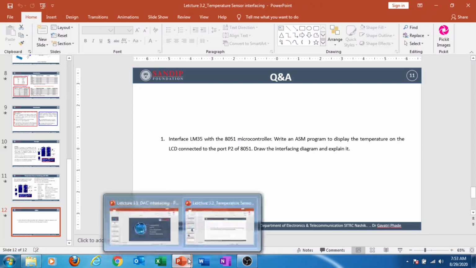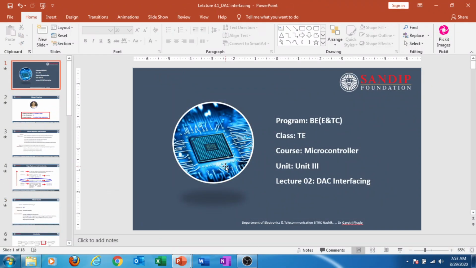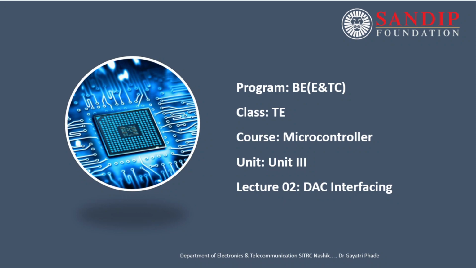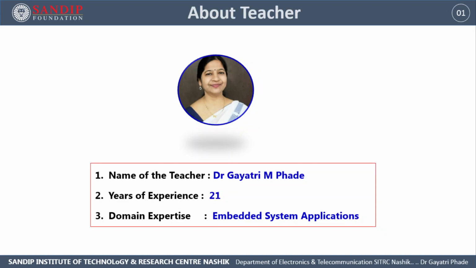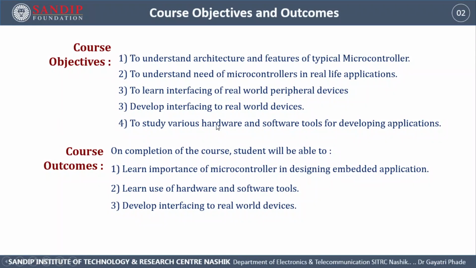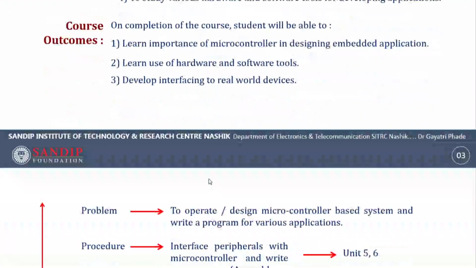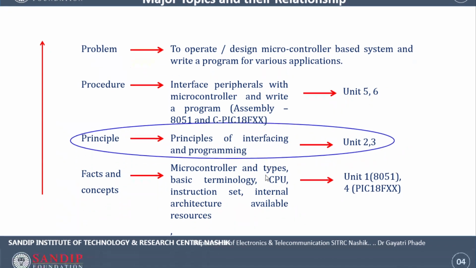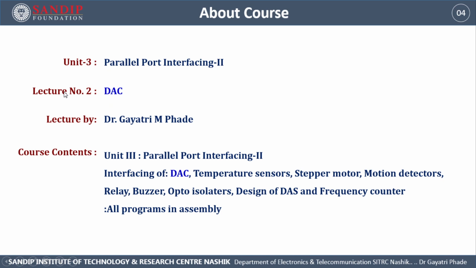So today we are going to see the next concept of interfacing, that is interfacing of DAC, the digital to analog converter. Remember the course objective, so that we have to achieve the outcomes. We are at the principles of interfacing and programming stage, and today we are going to see DAC, that is the digital to analog conversion.